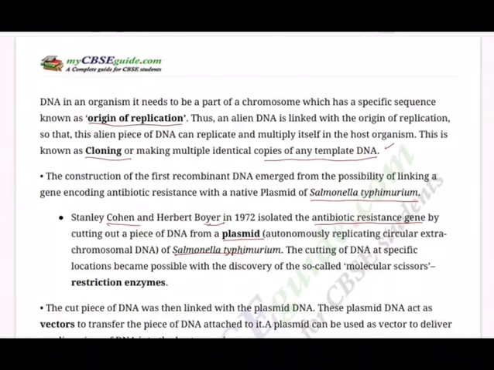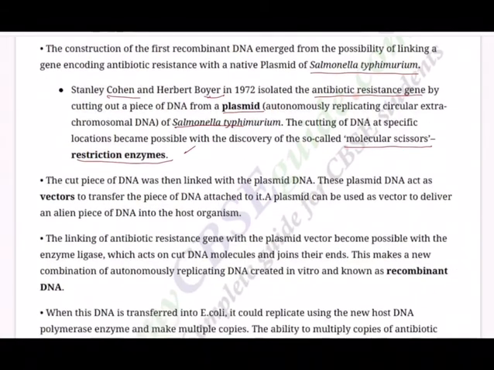The cutting of DNA at specific locations became possible with the discovery of so-called molecular scissors. And what are these molecular scissors? Restriction enzymes. The cut piece of DNA was then linked with the plasmid DNA. So you have a cut piece of DNA and a plasmid DNA. These plasmid DNAs act as vectors to transfer the piece of DNA attached to them. As a result, this desirable piece which we attach, we can put into the host, a bacterium or virus, and allow it to multiply.